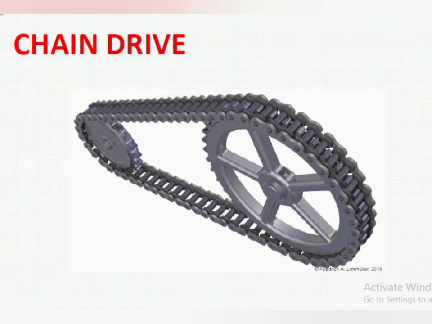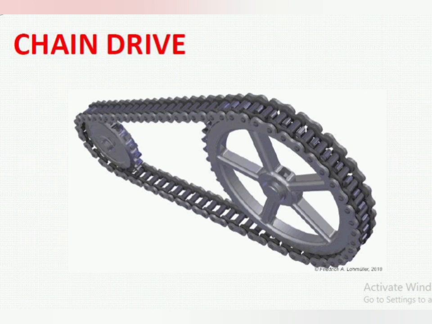We are more familiar with this type of drive because we can see it in cycles, bicycles, bikes and all. So basically it consists of a chain and a sprocket. Sprocket is a toothed wheel, and one of the sprockets will be the driver and the other will be the driven. The smaller sprocket is called pinion and the bigger one is called wheel.